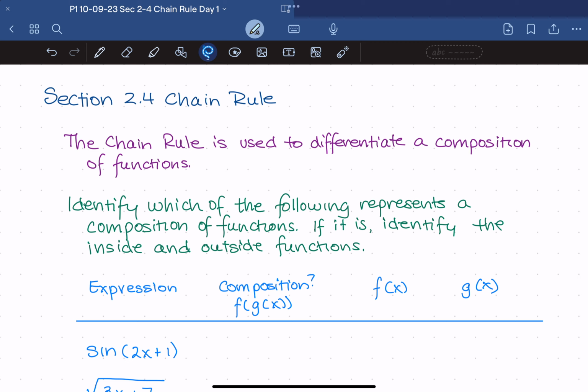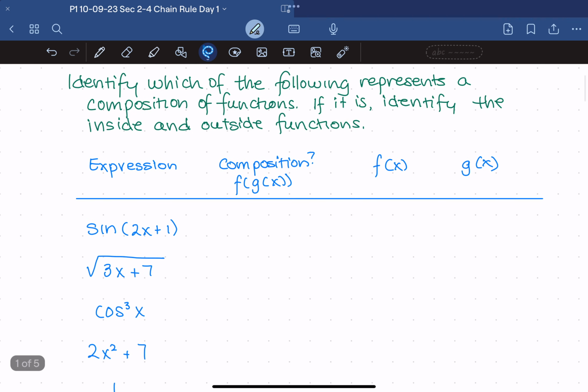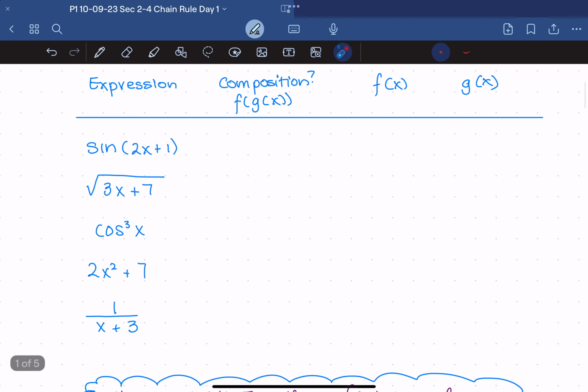The chain rule is used to differentiate a composition of functions. The biggest mistake students make with the chain rule is they don't identify when they actually have to use it. So that's what I want to do first. Let's make sure we understand what a composition of functions is. I have a little table here, and I want you to identify which of the following represents a composition of functions, and if it is, find the inside and outside functions. Let g of x be the inside function, and f of x be the outside function.